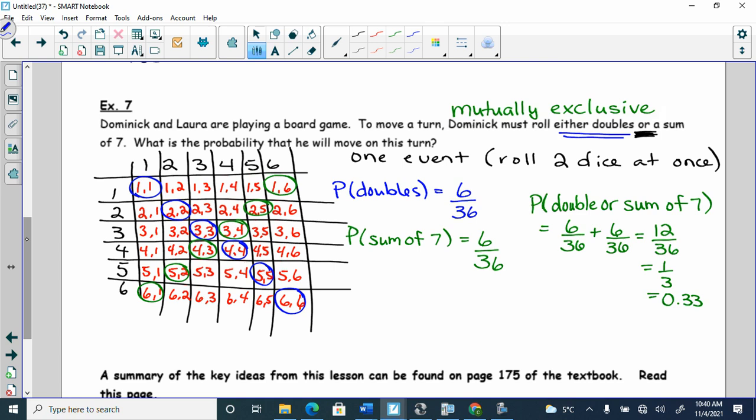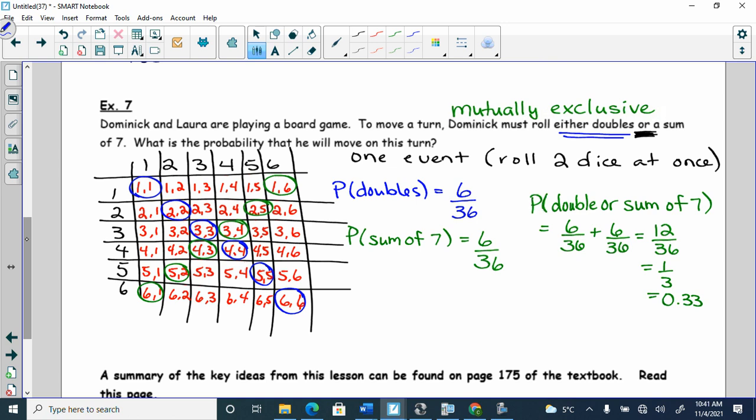Okay, so mutually exclusive or not mutually exclusive is one event happening. I take out a card. What is the probability it's red or a king? I roll 2 dice at once. What's the probability of a sum of this or this, right? It's one event happening. The last lesson we have to go over is independent and dependent.